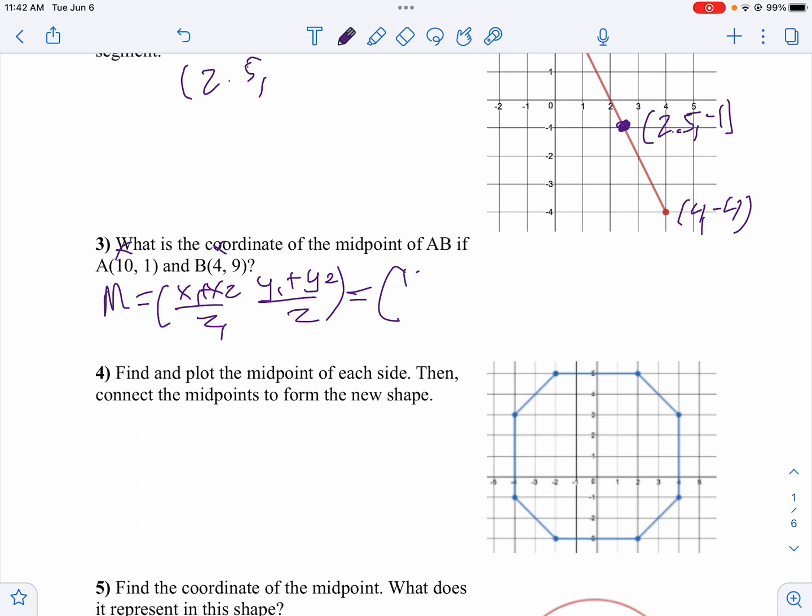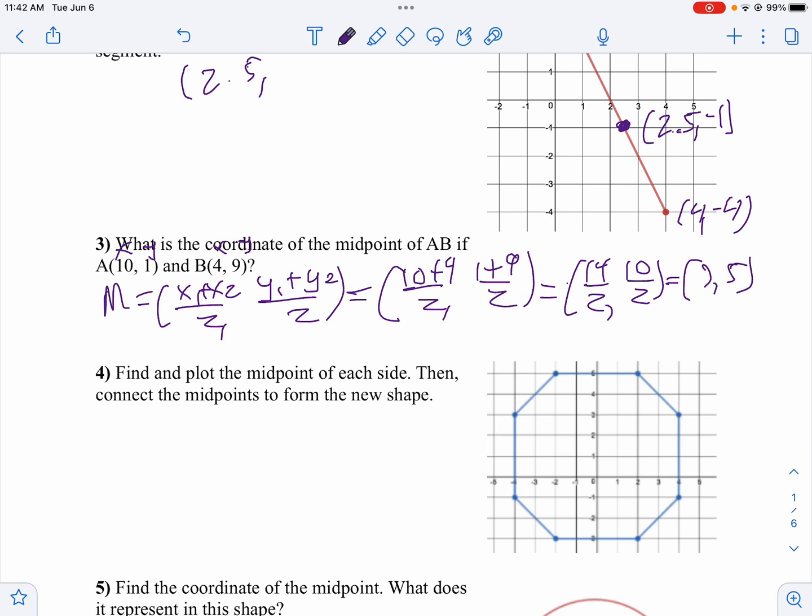So I'm going to say 10 plus 4 over 2. And add up my y's, 1 plus 9 over 2. Well, that simplifies to 14 over 2 and 10 over 2, which actually simplifies to 7 and 5.